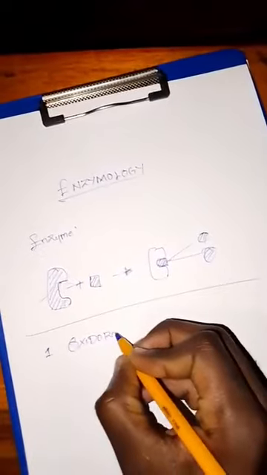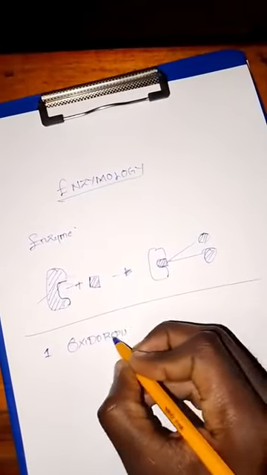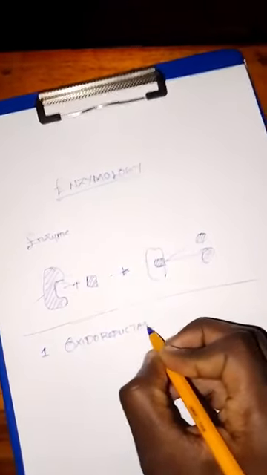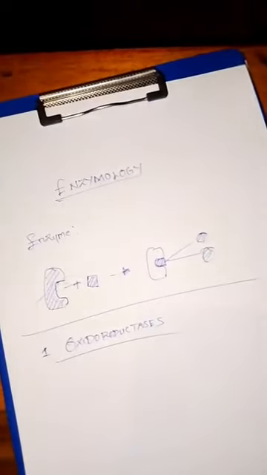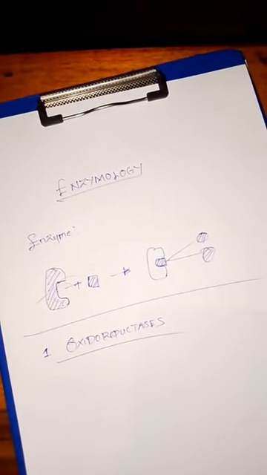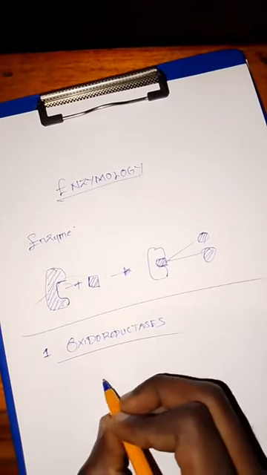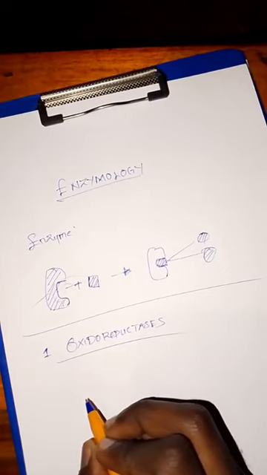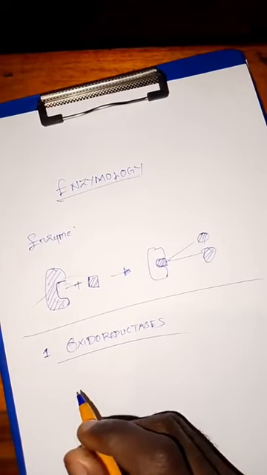oxidoreductase. These oxidoreductase enzymes are involved in oxidation-reduction reactions. They are involved in the transfer of an electron from one molecule to another.